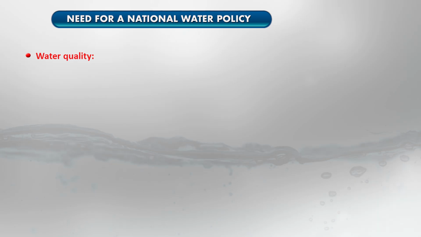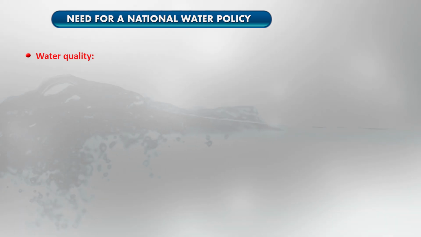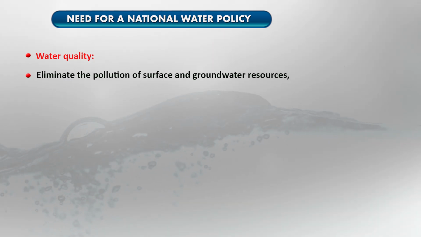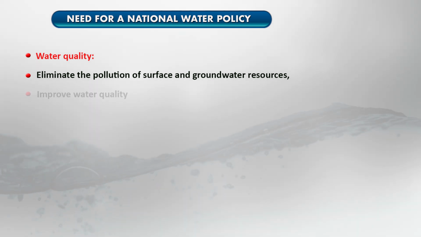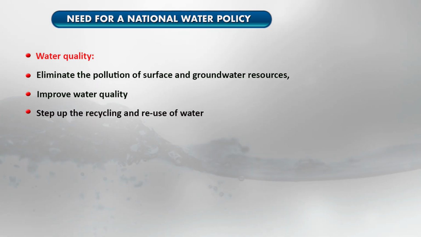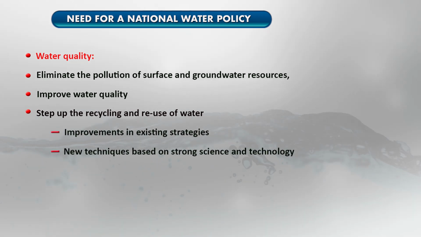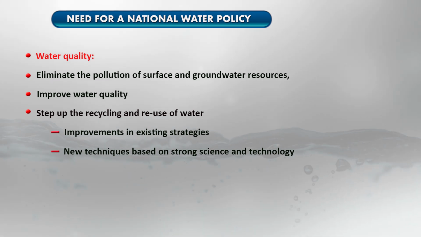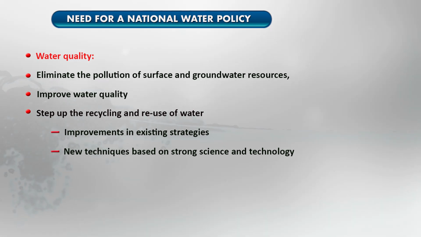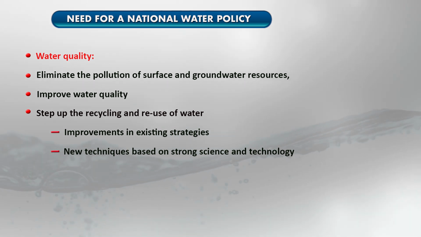And water quality is another important factor which calls for a national water policy. Actually we need to eliminate the pollution of surface and groundwater resources. We need to improve the water quality, and we need to motivate or promote the recycling and reuse of water. For that, we need improvement in the existing strategy or existing policy, and we need to promote new techniques based on strong science and technology, particularly for the recycling and reuse of water. And for such a purpose we need to have a national water policy.